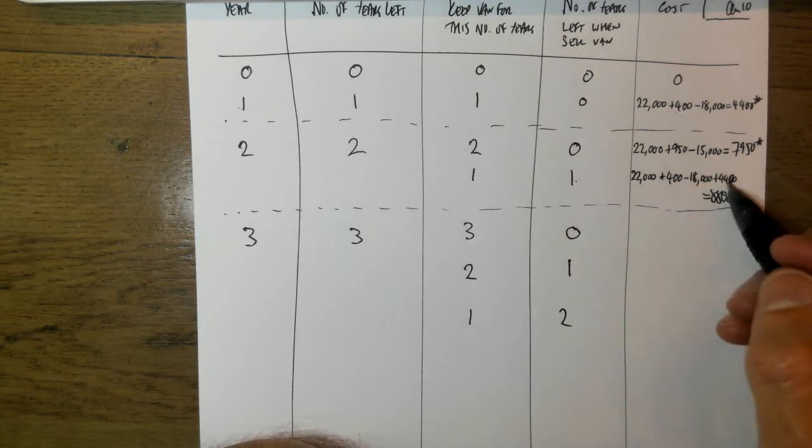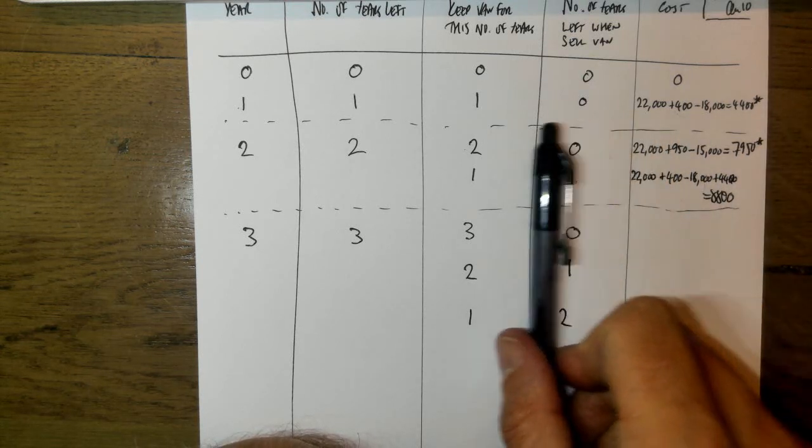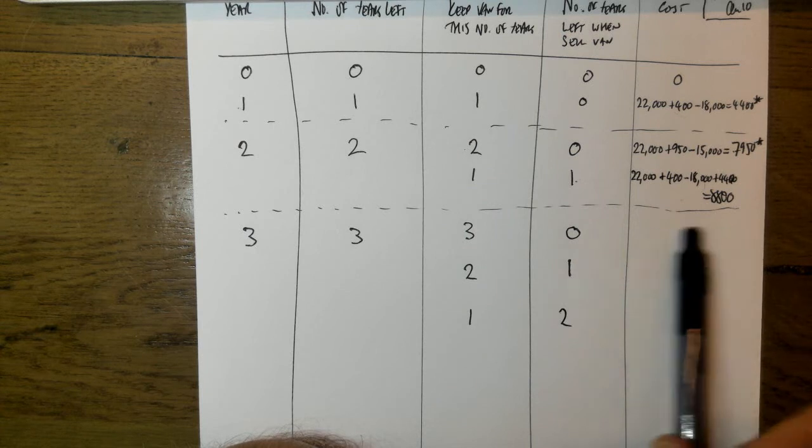Now, as you can see, I'm struggling for space here, so when you set this up, maybe shift it across a bit, because the working out is all on this right hand side.